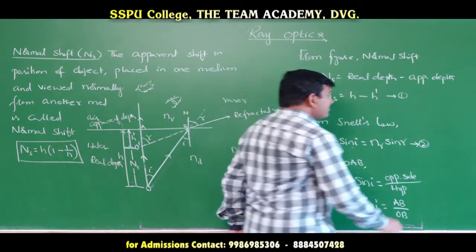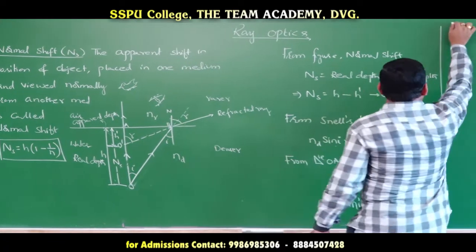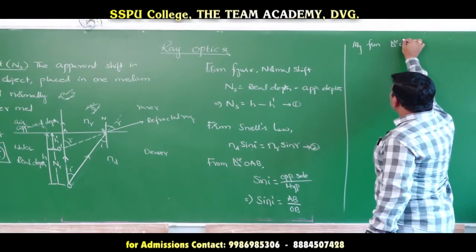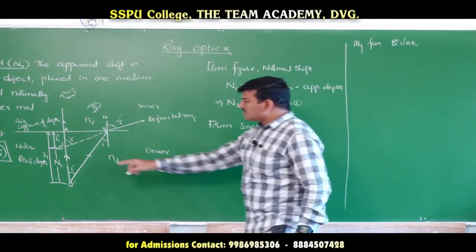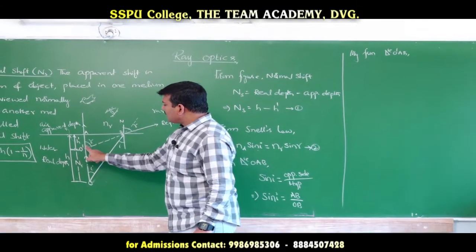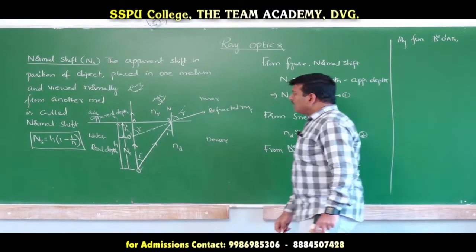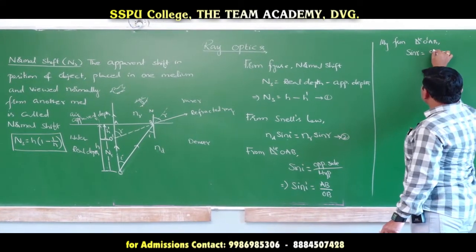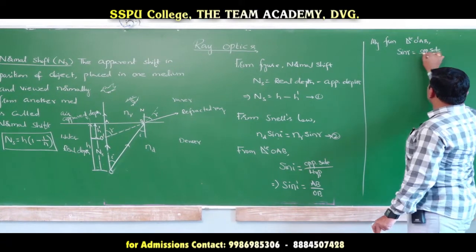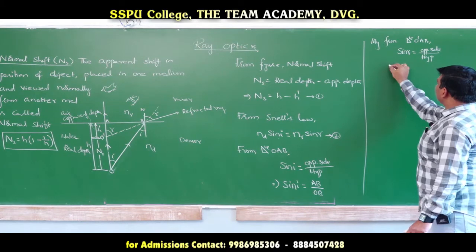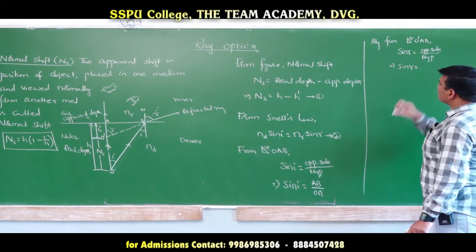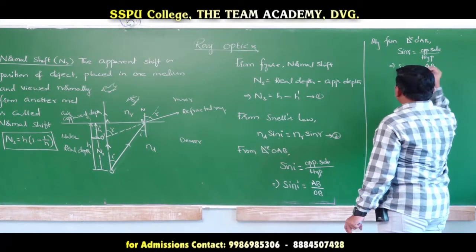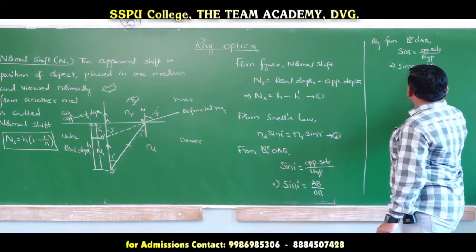Okay. Now, similarly, from right angle triangle O dash AB, what can I say? O dash AB means this is O dash, this is A, and this is B. Sin r is equal to opposite side divided by hypotenuse. Opposite side here is AB once again, AB divided by hypotenuse, which is O dash B.